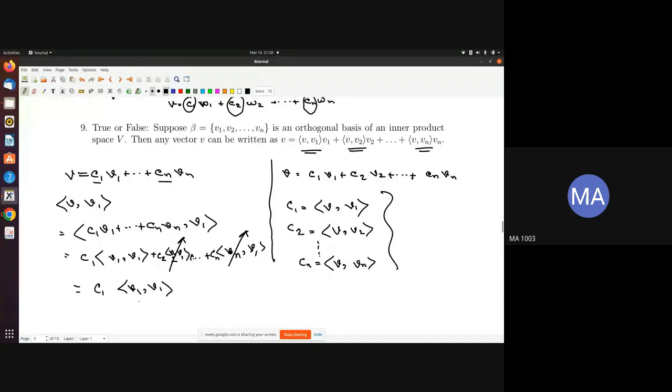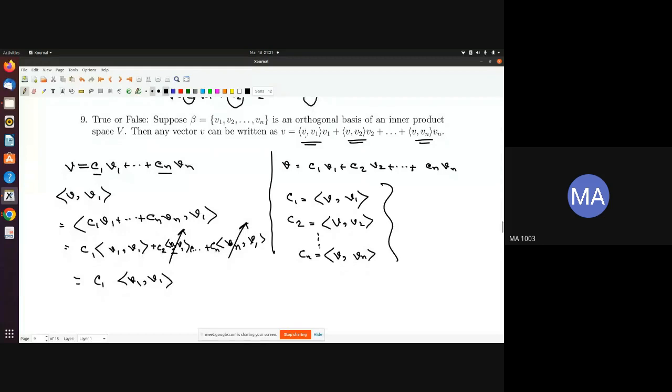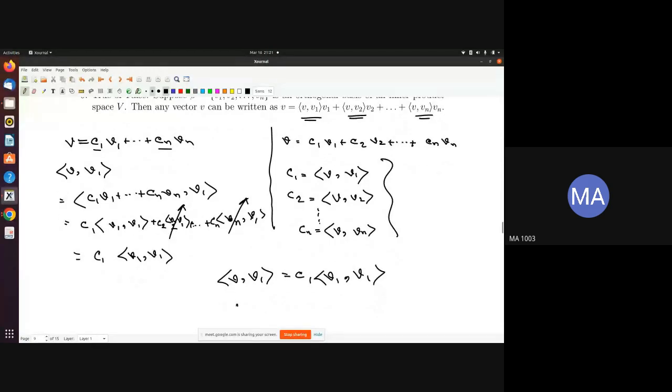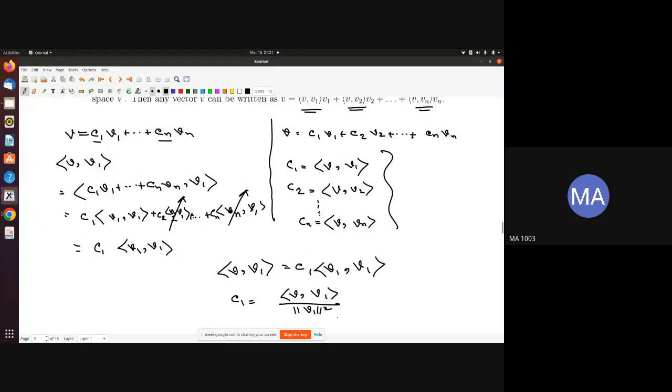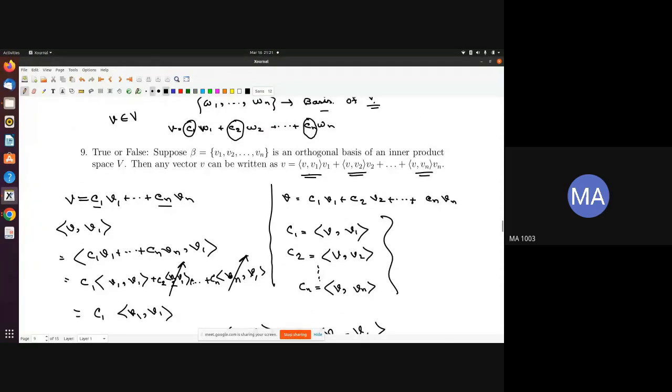I have done some mistake here. Can you tell me what mistake I have done? So what I get here: the inner product of V with V1 is C1 times V1, V1. So what is my C1? C1 is coming as V, V1 divided by the norm of V1 square. Correct?